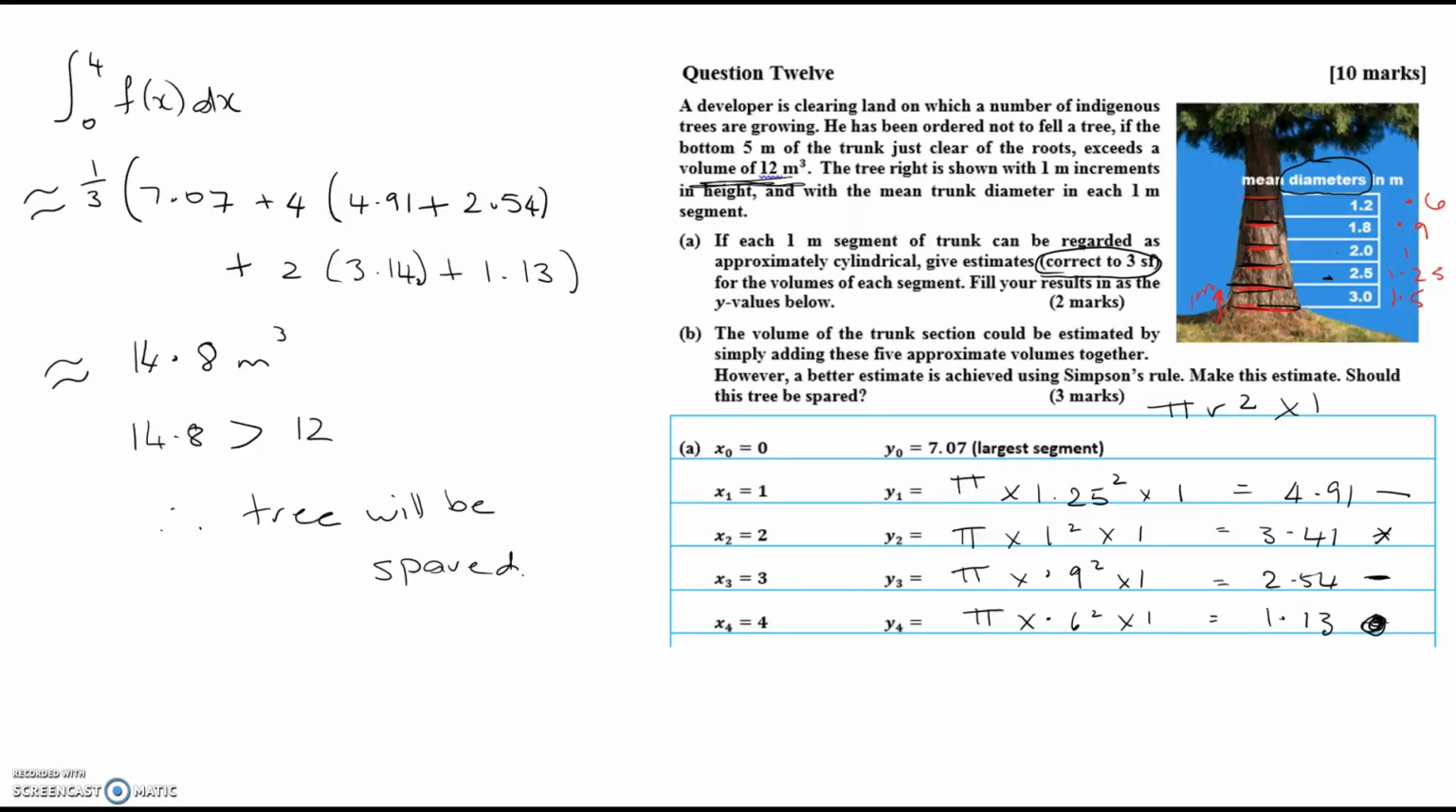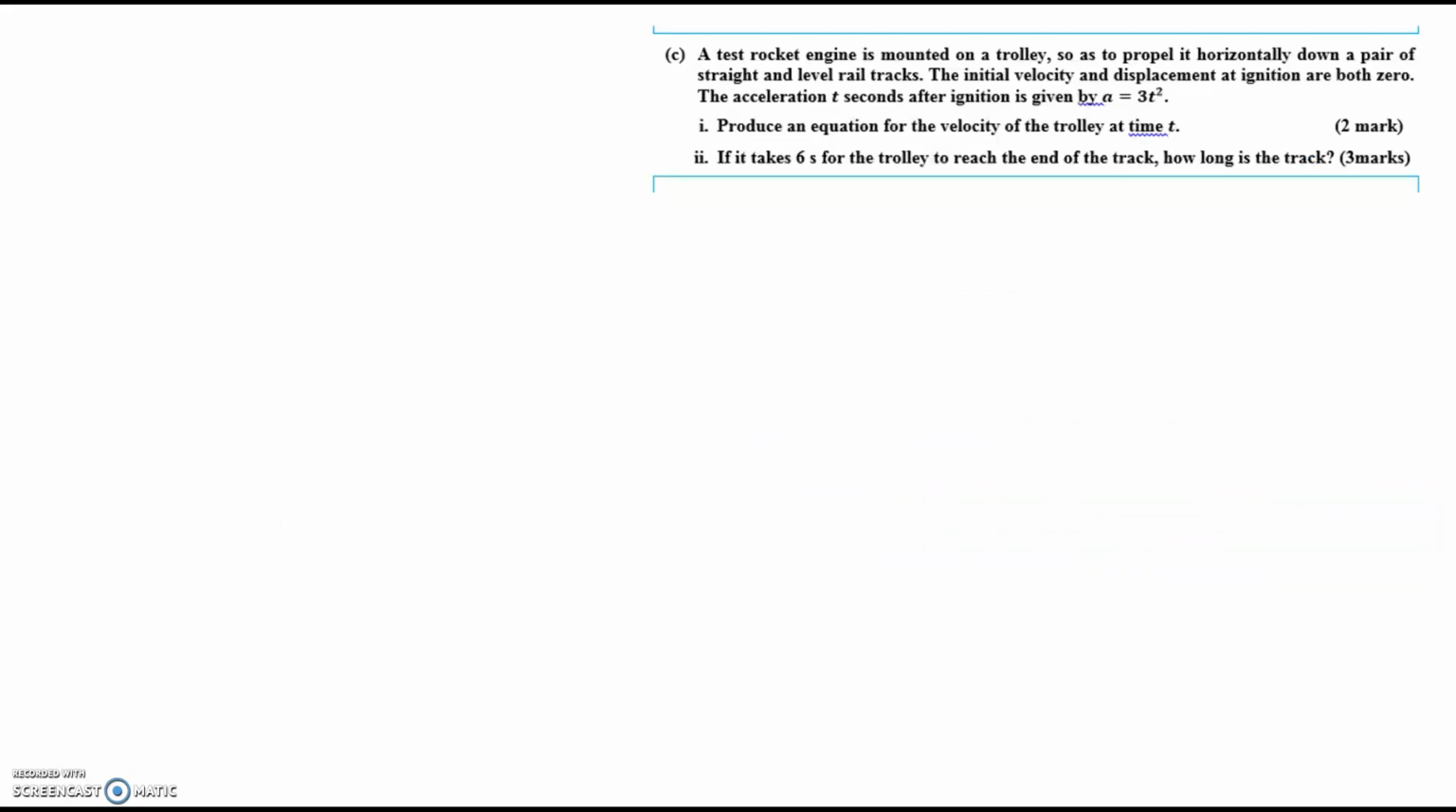So, yes, it's pretty basic maths, but you just need to read the question to see where to apply the maths. And then, part C of the question is, again, straightforward. It should be 5 easy marks. You're asked to find an equation for the velocity. So the velocity is the integral of the acceleration.